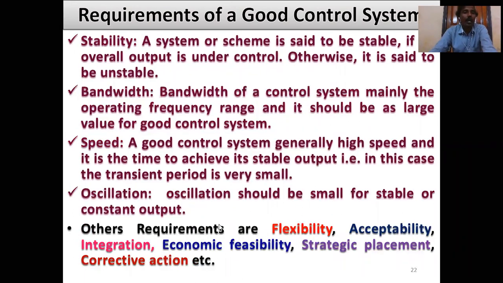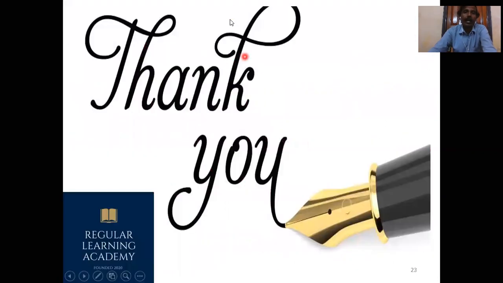And other components for good control systems like flexibility, acceptability, integration, economic feasibility, strategic placement, and corrective action, etc. These are all for good control systems.